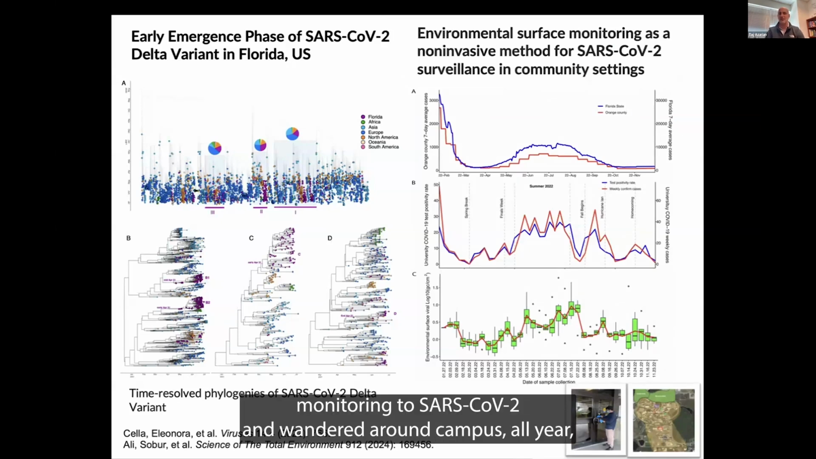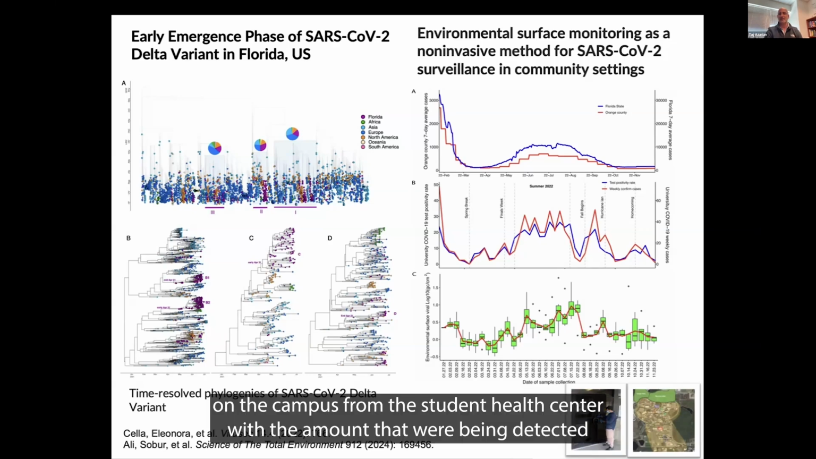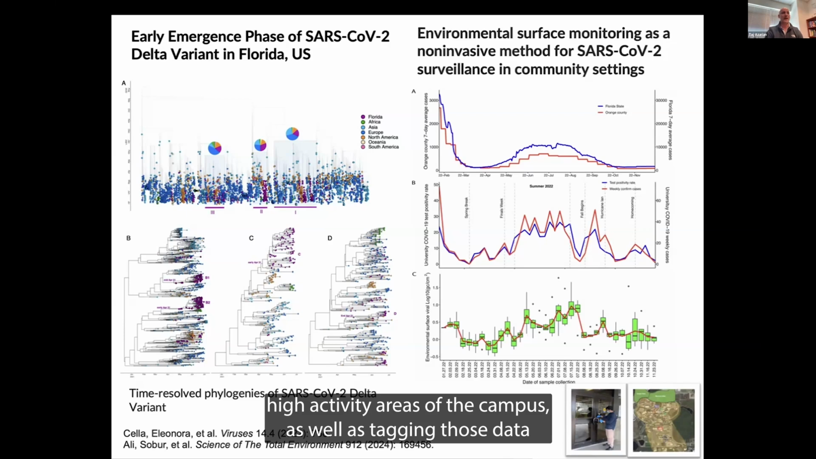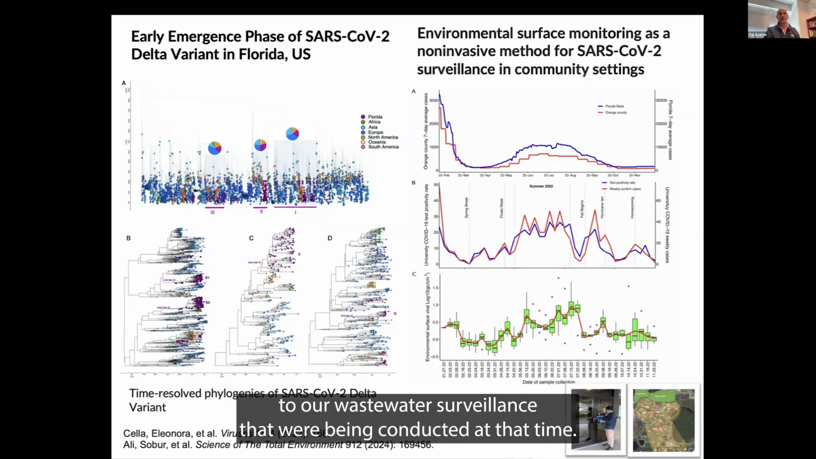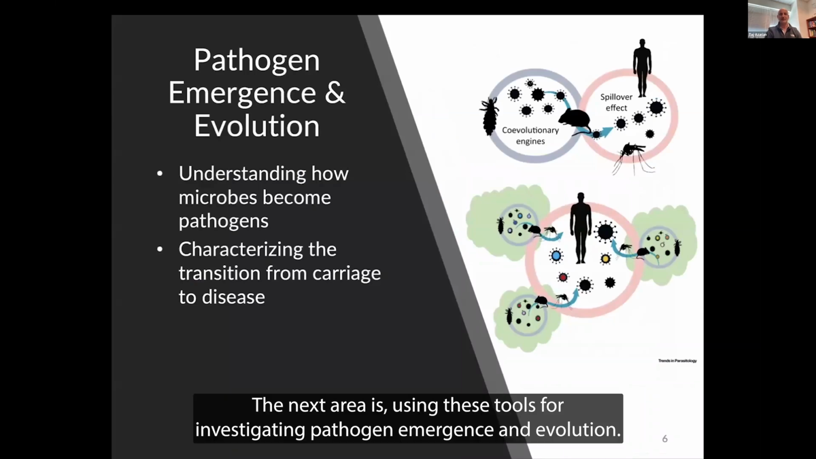On the right-hand side, we had a PhD student that looked at surface monitoring for SARS-CoV-2. He wandered around campus all year, swabbing different surfaces, looking for the virus, and we correlated the peaks and troughs of activity on the campus from the Student Health Center with the amount that were being detected in the environment, and used that as a form of surveillance to understand high activity areas of the campus, as well as tying those data to our wastewater surveillance that were being conducted at that time.